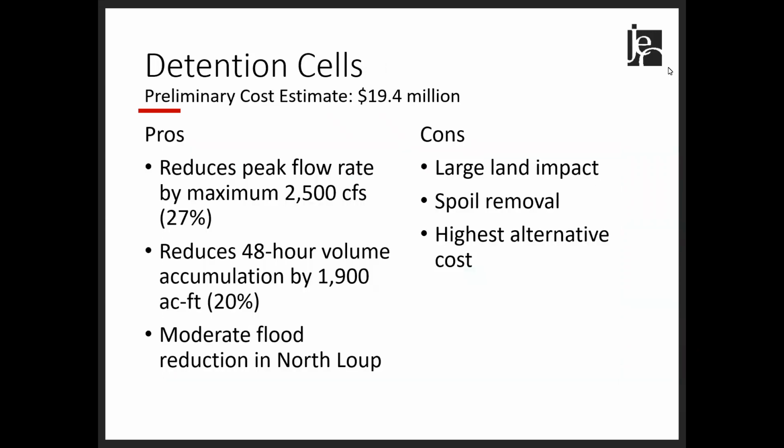The pros of the detention cells are similar to the large dam in that they reduce the peak flow rate up to a maximum of 2,500 CFS, which is 27% from the existing, and it reduces the volume by 1,900 acre feet, which is 20%. This equates to a moderate flood reduction in North Loop. However, this has a large land impact, there is a large amount of spoil removal, and this is the highest alternative cost.